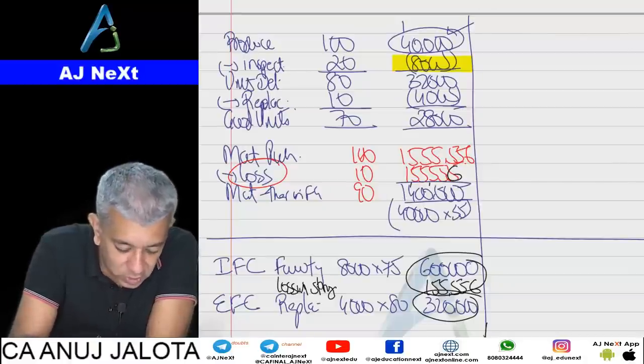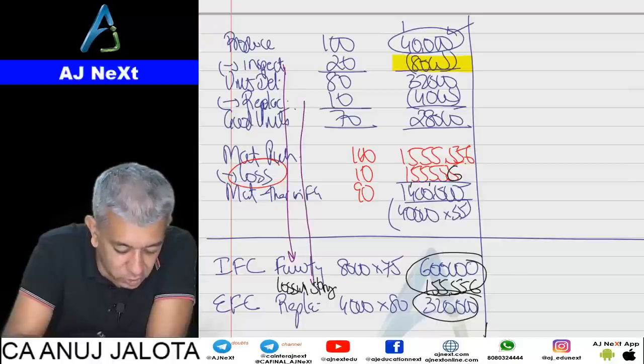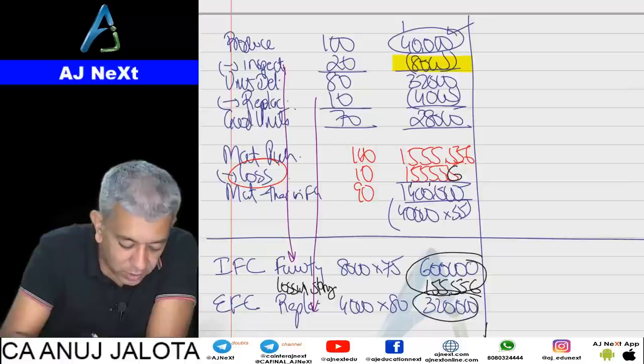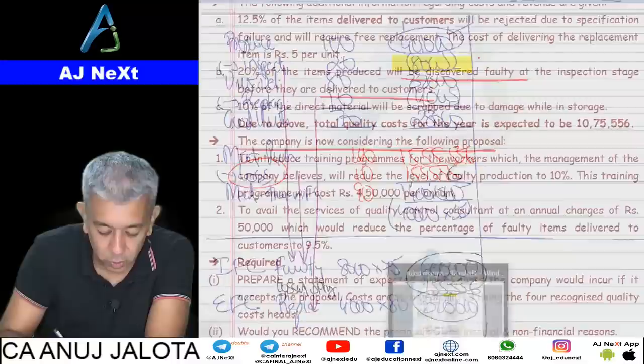ये जो तेरा इंस्पेक्शन वाला कॉस्ट है, जब वो फॉल्टी वगैरह वो डिस्कवर हुआ है, वो इंटरनल फेलियर कॉस्ट है. ये जो है ये तेरा एक्सटर्नल फेलियर कॉस्ट है, वो जो रिप्लेसमेंट है. और ये वाला भी जो लॉस है ये इंटरनल फेलियर कॉस्ट है. मैंने ऐसा एरोज मार के तुम लोगों को सॉल्यूशन के अंदर दे के रखा हुआ है.